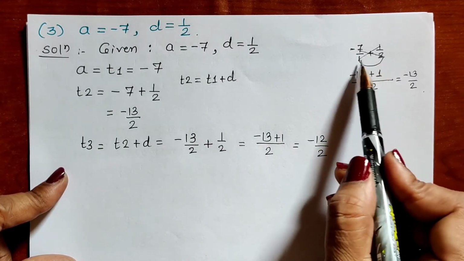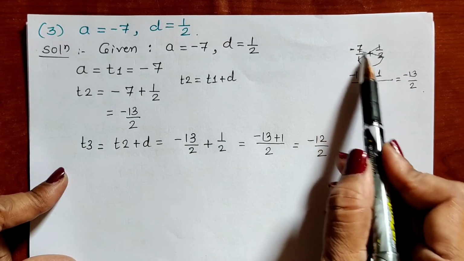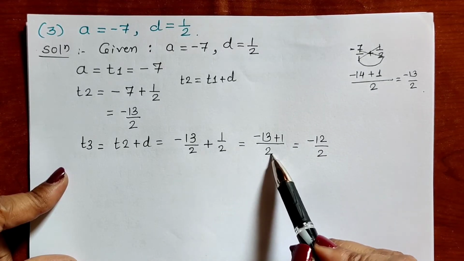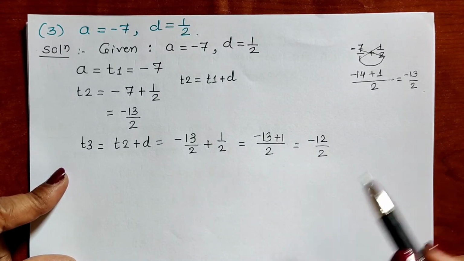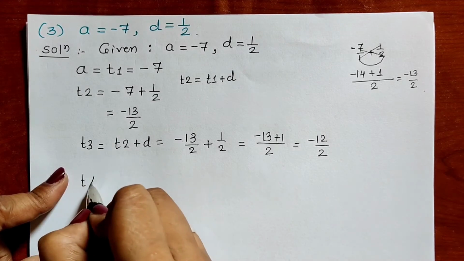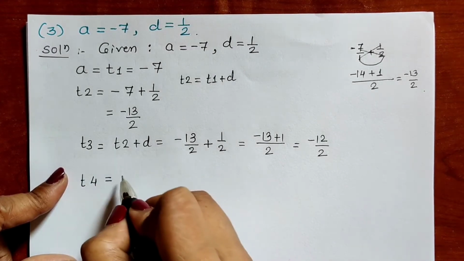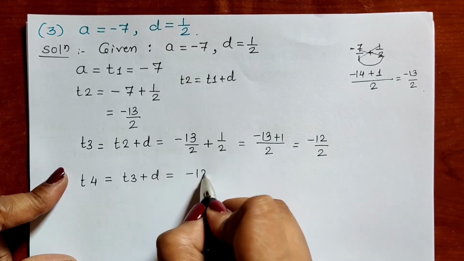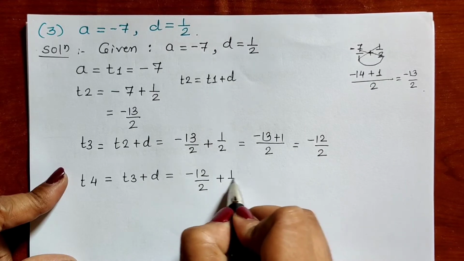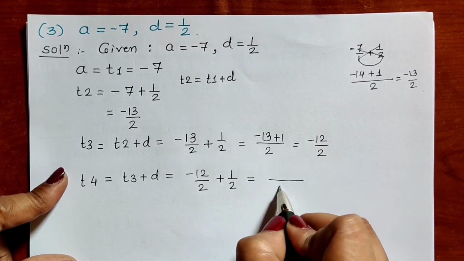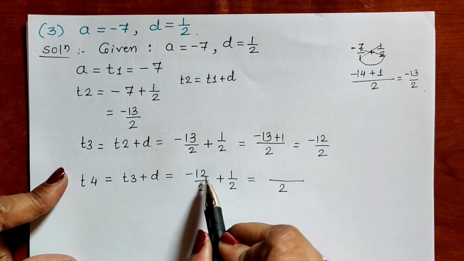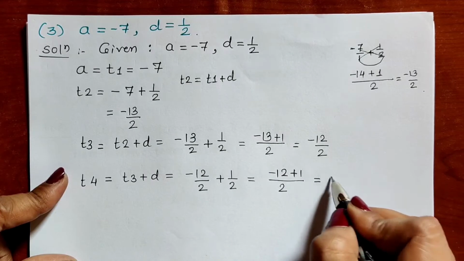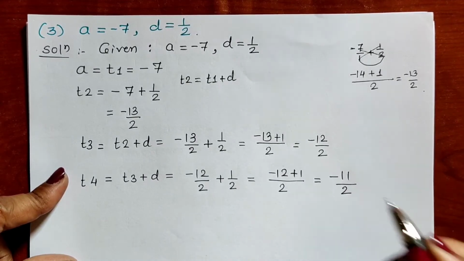When the denominators are not same, when the denominators are not common, we solve it by cross multiplication. But when the denominators are common, we write the denominator one time and we add or subtract the numerators. Now let us find out T4. T4 will be T3 plus D. T3 we have got minus 12 upon 2 plus D is 1 upon 2. Again 2 common denominator we write one time, and numerator minus 12 plus 1. What is minus 12 plus 1? It will be minus 11 upon 2.